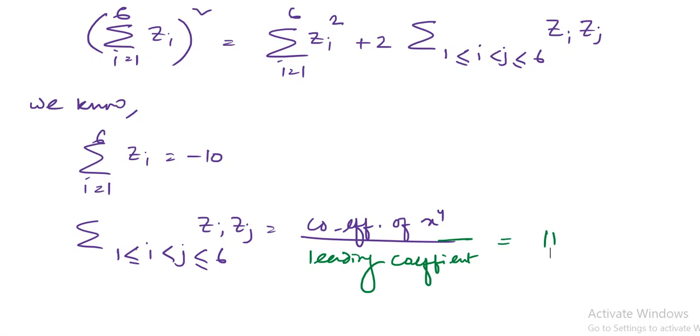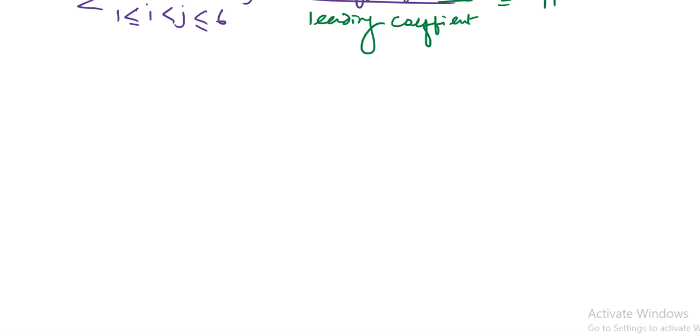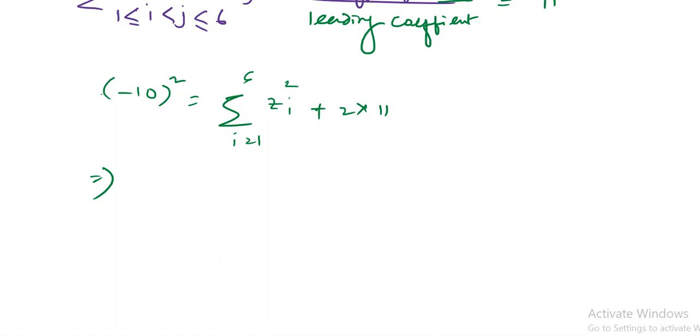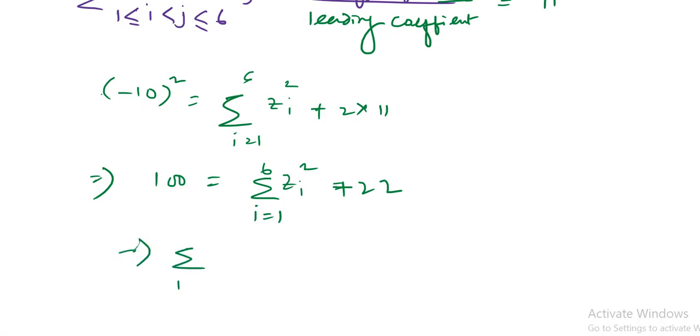Okay, so substitute this value. Minus 10 whole square equals summation of i equals 1 to 6 zi square plus 2 into 11, that means 100 equals summation of i equals 1 to 6 zi square plus 22. So summation of zi square is 100 minus 22, that means the result is 78. So in question number 4 the correct answer is 78.